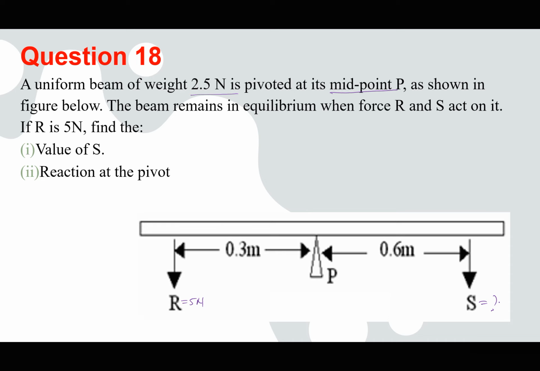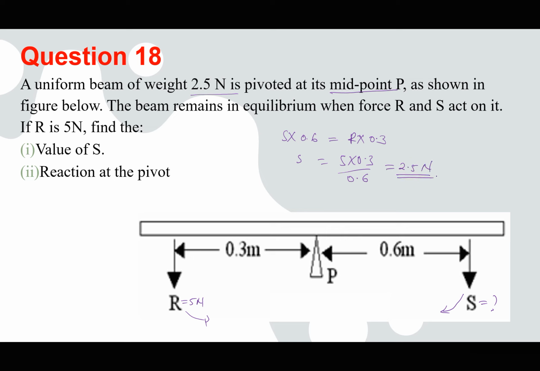Because it is in equilibrium, S is causing clockwise moments, R is causing anti-clockwise moments. So taking moments about the pivot, clockwise moments should be equal to anti-clockwise moments. So I'll say S times 0.6 should be equal to R times 0.3. Remember, R is 5 newtons, so S is going to be 5 times 0.3 divided by 0.6. So S is going to be equal to 2.5 newtons.